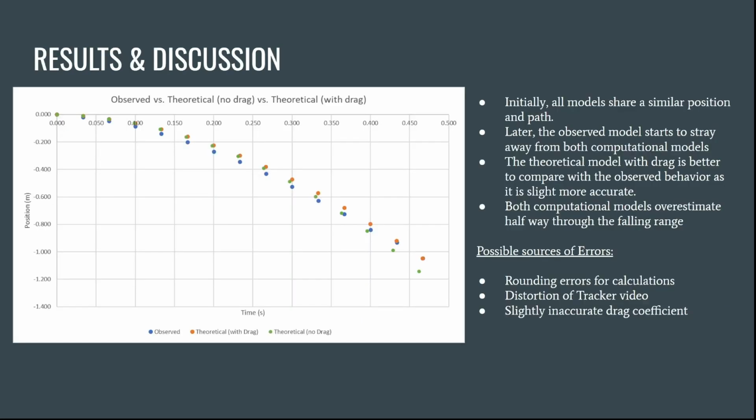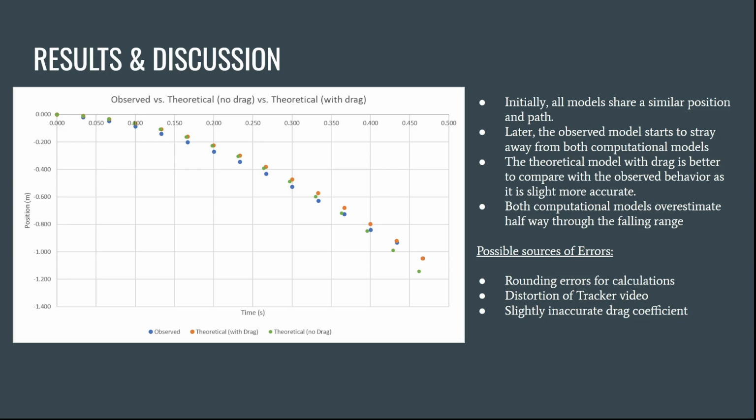Putting all the models into one graph, we see that initially all the models have comparable changes in position. However, they start to taper off from one another, specifically showing that the computational models overestimate the changes in position midway through the fall. We also see that the model without drag has a greater change in position at the end of the fall, while the model with drag is comparable to that of the observed model.